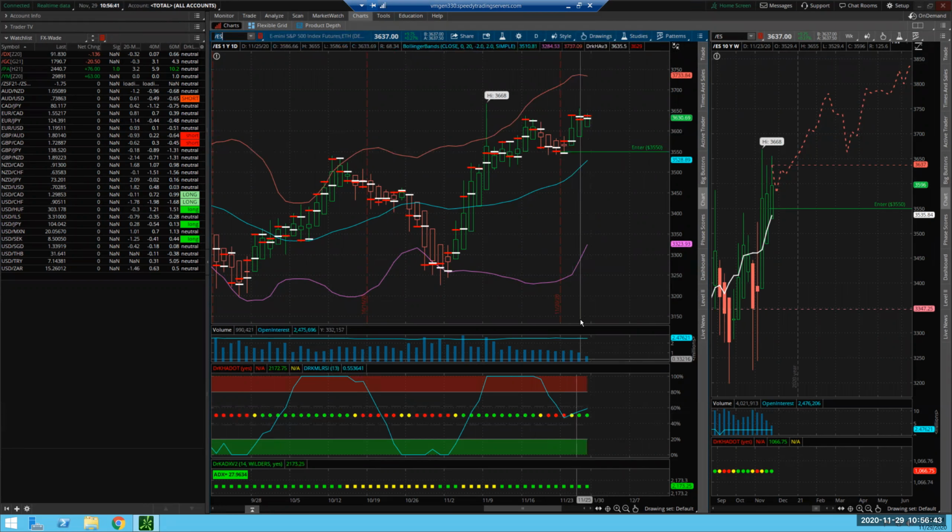When am I going to get out? Either if my stop gets hit at break even or I get a red dot. So if this continues higher, I continue with green dots. That's an example of a nice risk-free trade, where you can just kind of let it run and run and run.